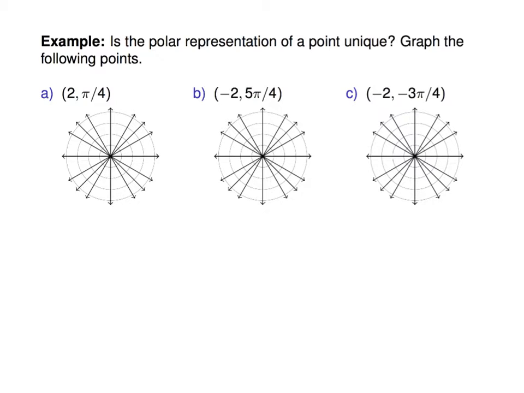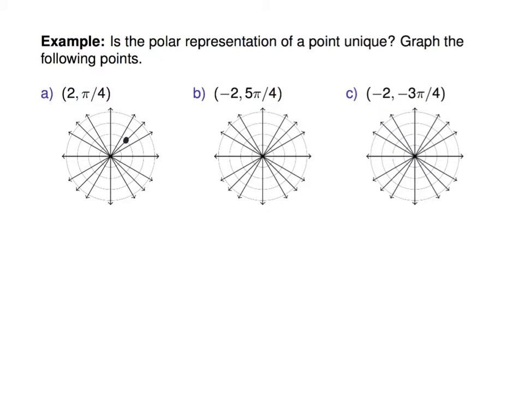So, here we go. Is the polar representation of a point unique? We already discussed the fact that it's not. So graph the following points. Where would 2, pi over 4 land? In what quadrant? First. First, a distance of 2 away. Oops, that's actually wrong. On the middle one, right? Okay.